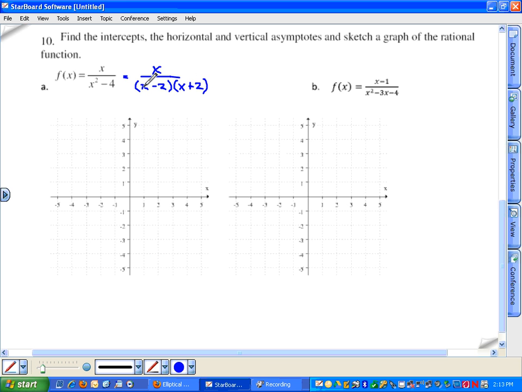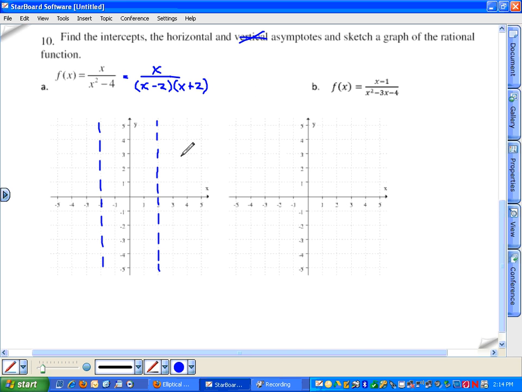X can't be 2, because 2 minus 2 would turn this factor into 0. X cannot also be -2, because -2 plus 2 would turn this into 0. So those are your two exclusions. X cannot be 2 or -2, and in the graph of a rational function, those exclusions are in the form of vertical asymptotes. X cannot be -2, and x cannot be +2. Those are your vertical asymptotes.